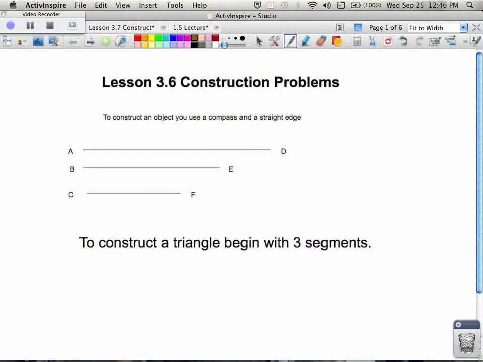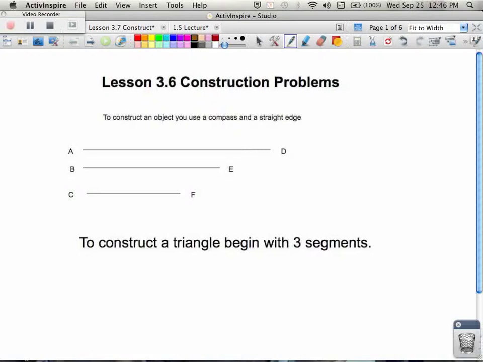In lesson 3.6, we're going to construct a triangle. Remember, all these constructions are only with a compass and a straight edge. We're not using a protractor at all. Just a compass and a straight edge. We're not going to measure with a ruler. It could be any straight edge. It could be a credit card. It could be a ruler, but we're not using the measurements on the ruler. So just remember that.